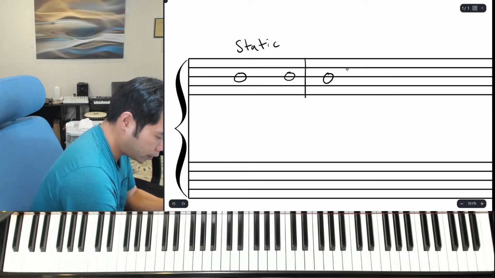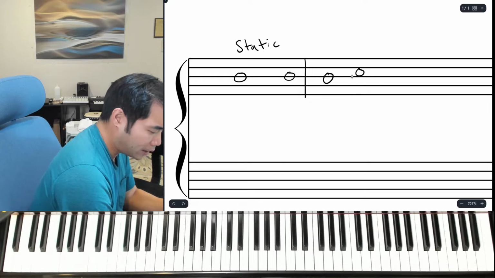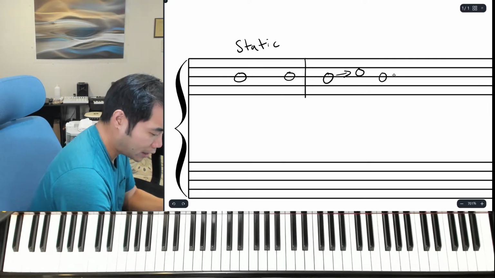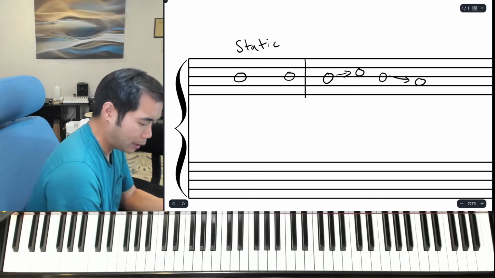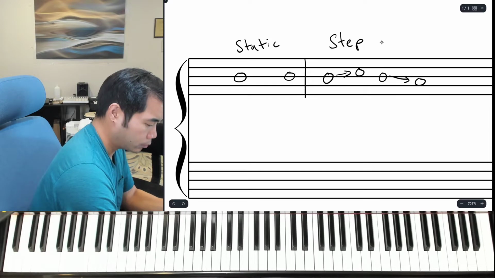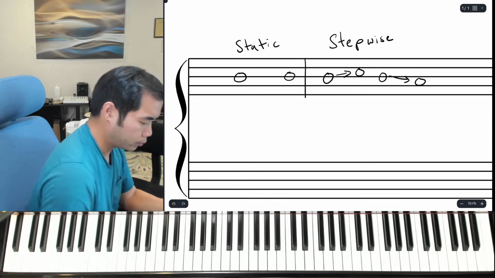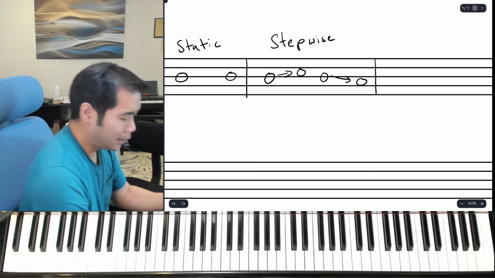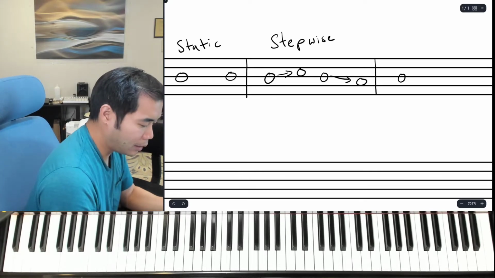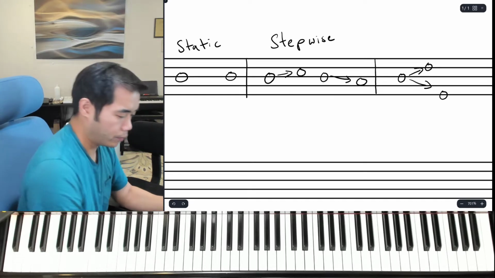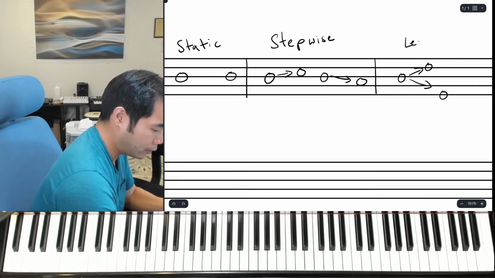Another thing that it can do is it could move by step. Okay, so that means it could either go up by step or down by step. All right, so this is stepwise motion. And the last thing it can do is it can leap by interval of a third or greater. And this is, again, up or down. So in this case, we have a leap.